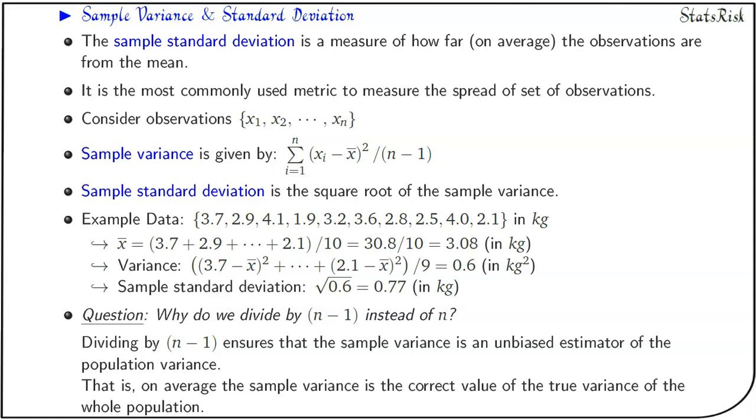Unbiased here simply means that if we were to go and collect many samples of baby weight, and for each sample we calculate the corresponding sample variance, then on average these sample variances would tend to be close to the true value of the variance of the entire population.